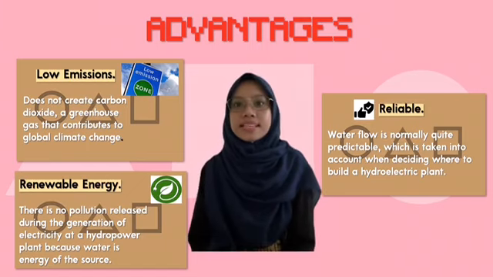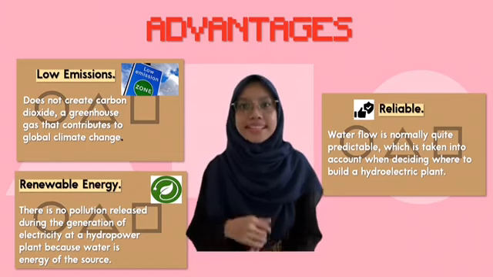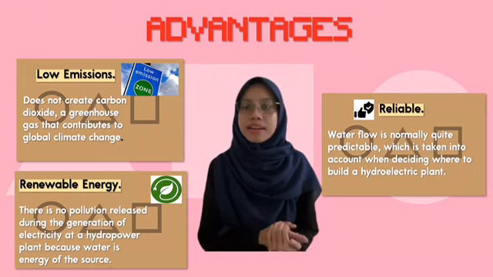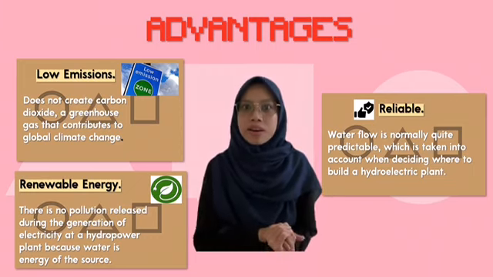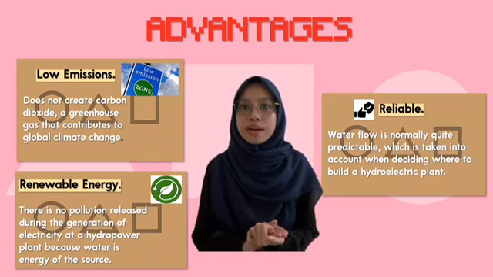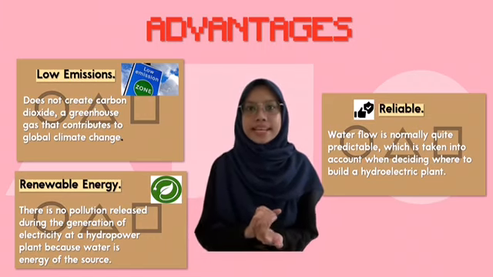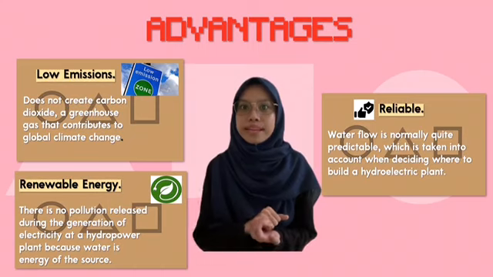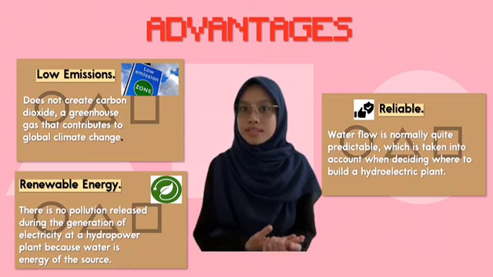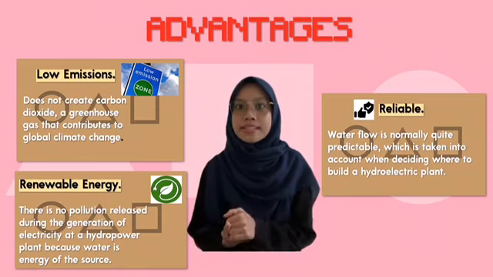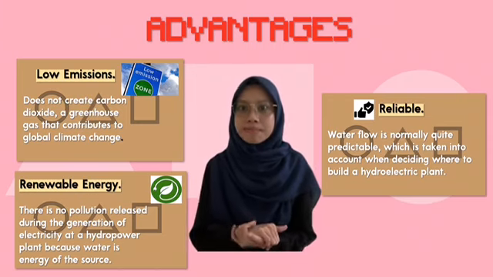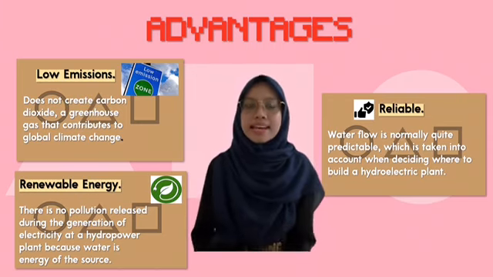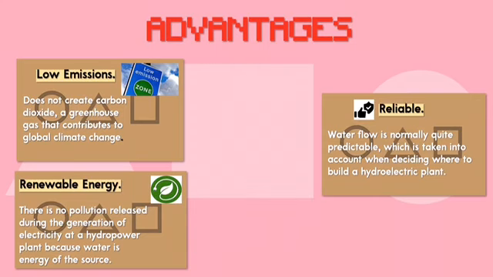The last advantages of hydropower generation is it is very reliable energy renewable source. Water flow is normally quite predictable, which is taken into account when deciding whether to build a hydropower generation. When energy demand is low, water can be diverted away from turbines, resulting in less energy being generated.